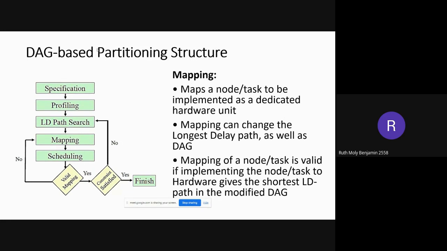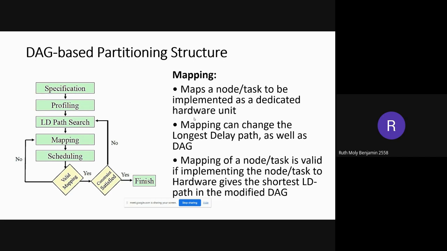So that is one of the most important parts, that is finding the longest delay. And the second is mapping. So first you find the longest delay path and then you map. Mapping means it maps a node or a task to be implemented as a dedicated hardware unit. That is, you map, and when you map, it can change the longest delay path as well as the DAG. And mapping of a node is valid if implementing the node in hardware gives the shortest delay path.